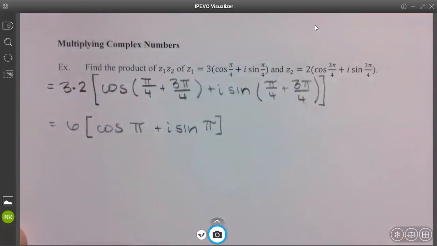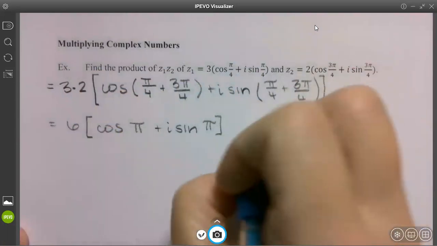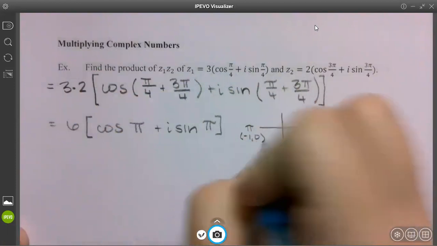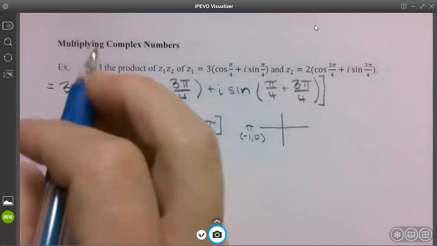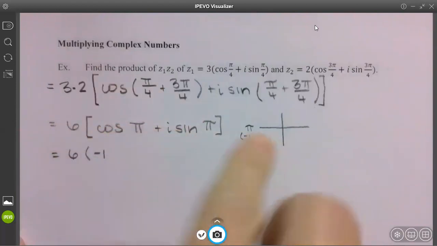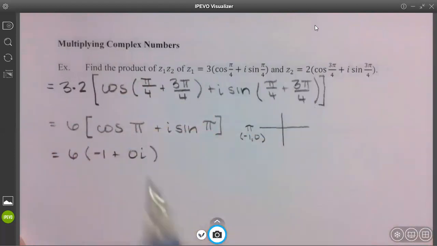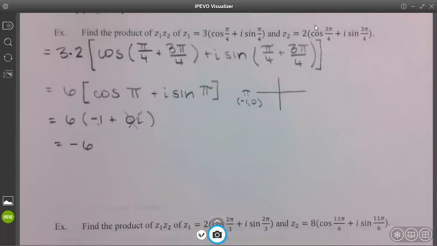Again, from your unit circle, or you can use your cheat sheet. This is pi. That is at -1, 0. Cosine is your x coordinate. So that's -1. Sine is your y coordinate. 0 is going to cancel out right there. And then 6 times -1 is -6. So your product is going to be -6.